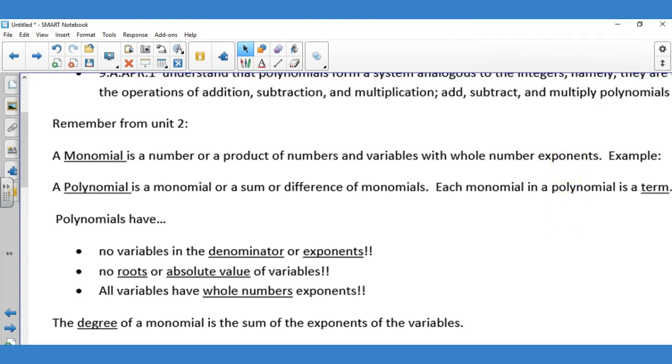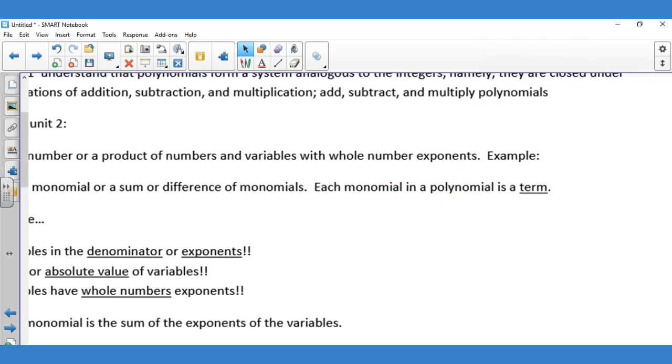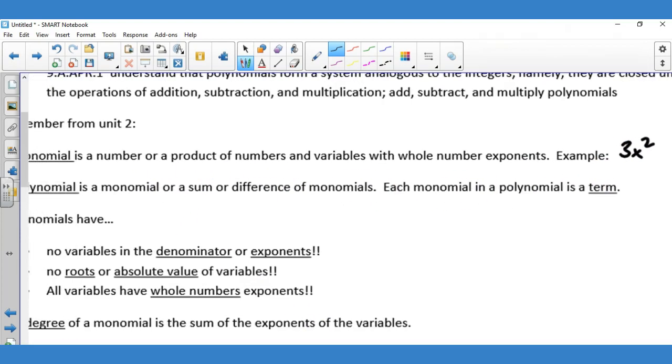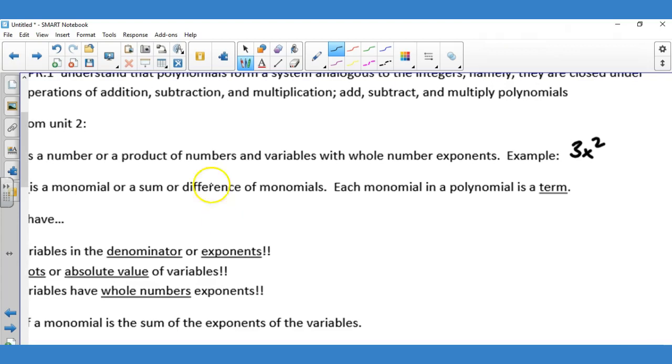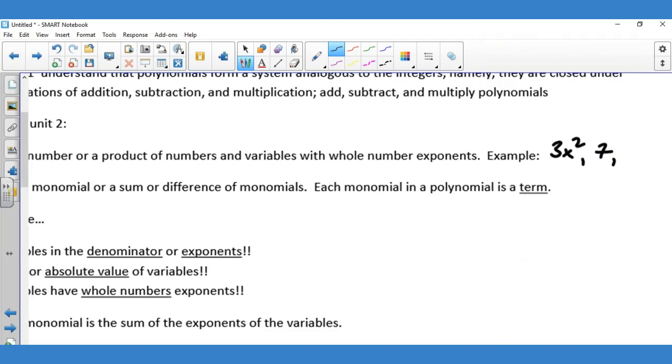A couple of examples would be something like 3x squared. Again, it is a number or a product of numbers. It could be something like 7. That's a monomial. It's a constant, a constant monomial. Or 4xz. Again, that's the product of numbers.